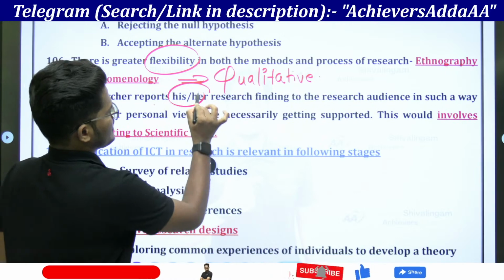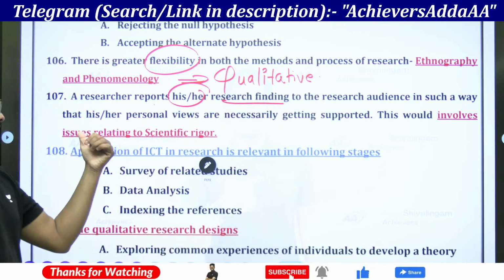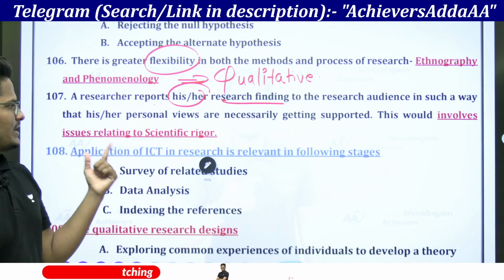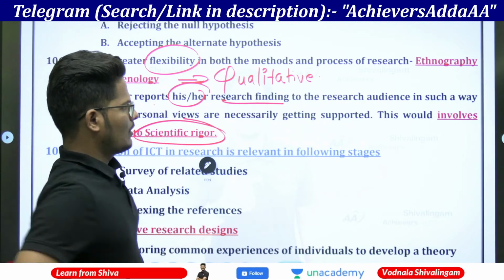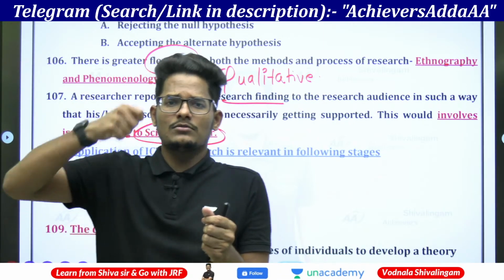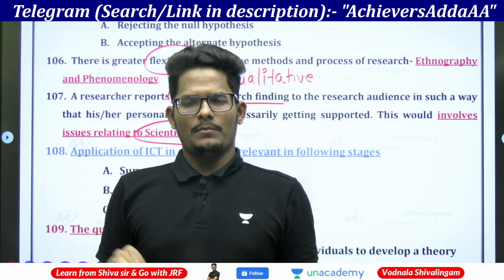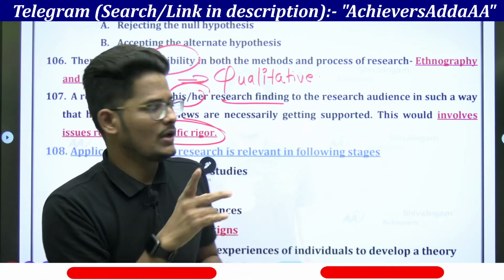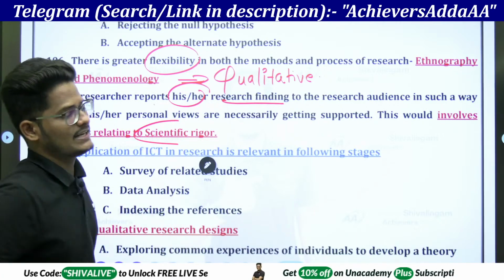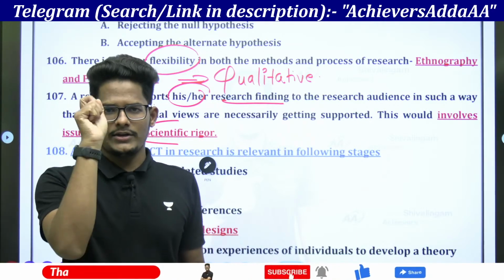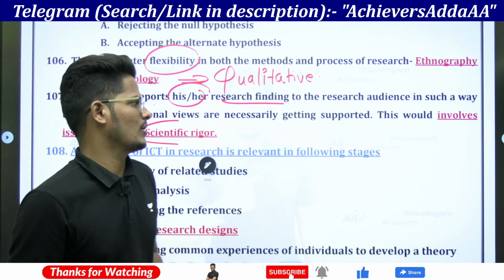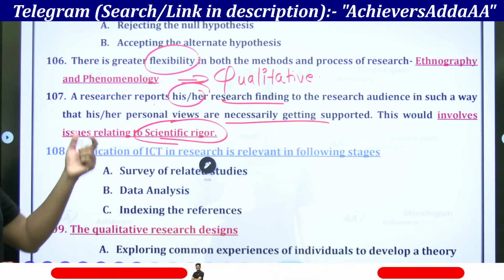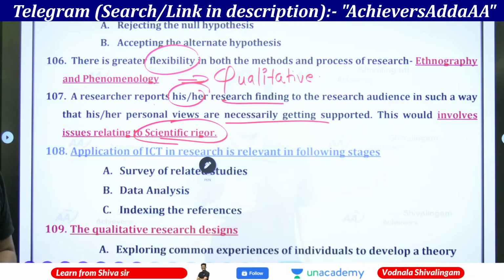Researcher reports his or her research findings to the research audience in such a way that his or her personal views are necessarily getting supported. This would involve issues relating to scientific rigor. Means, when you are doing research, don't try to match the findings with your personal opinions. Your personal opinion is none of the business of the audience. Nobody is expecting your personal opinion. What they are expecting is what the scientific study results are saying, what results you got when you applied the scientific method, what interpretation you got. That is scientific rigor. This involves issues relating to scientific rigor mainly, right?